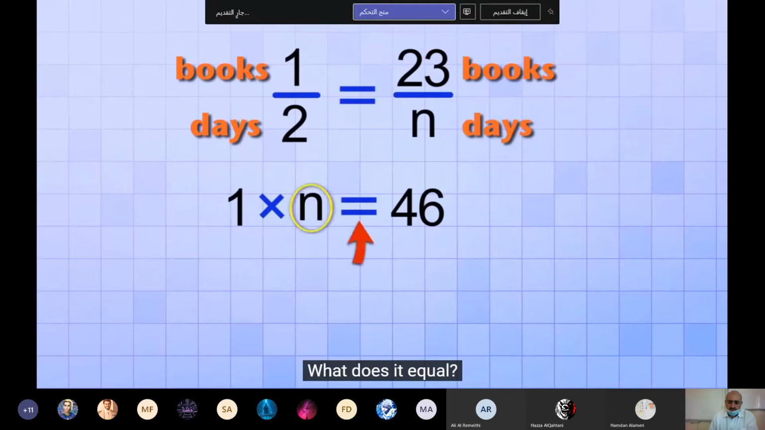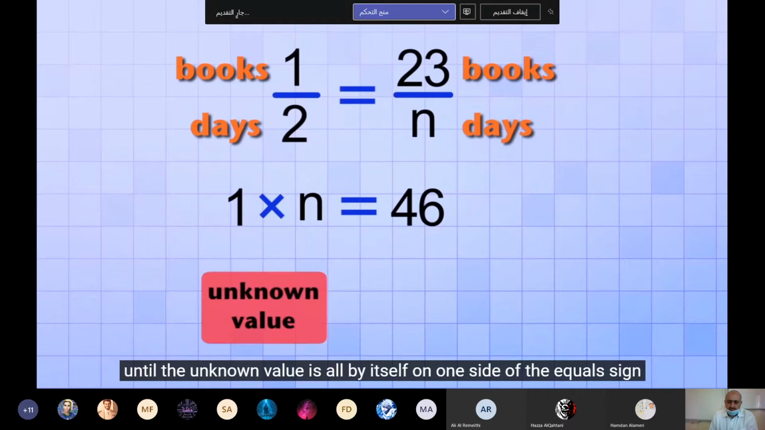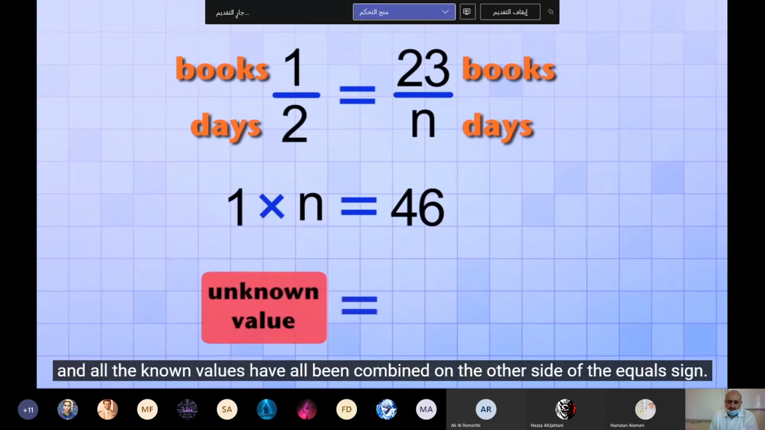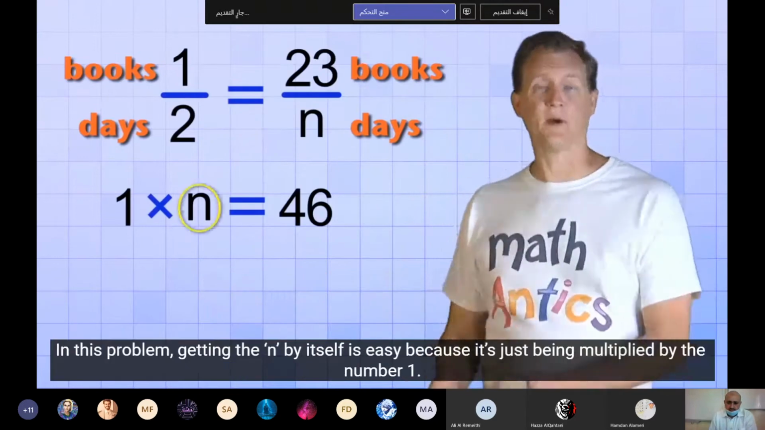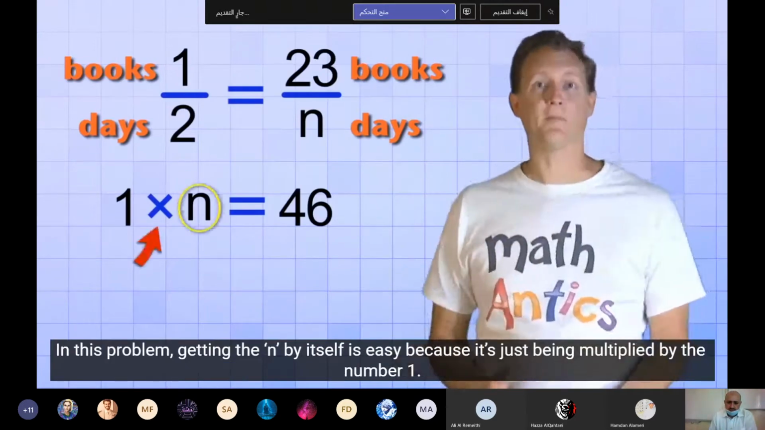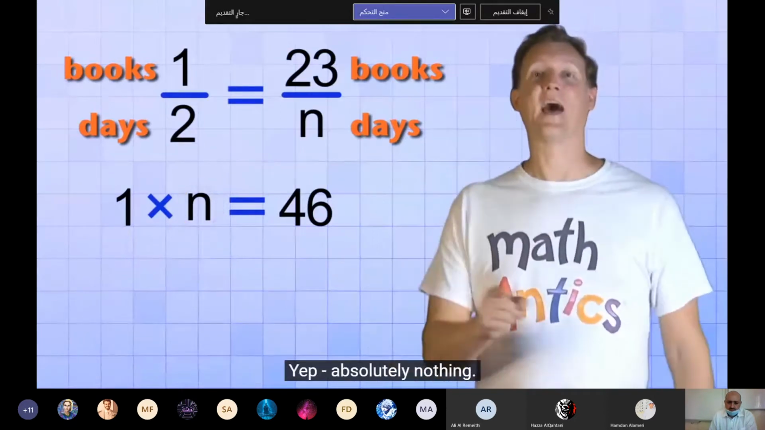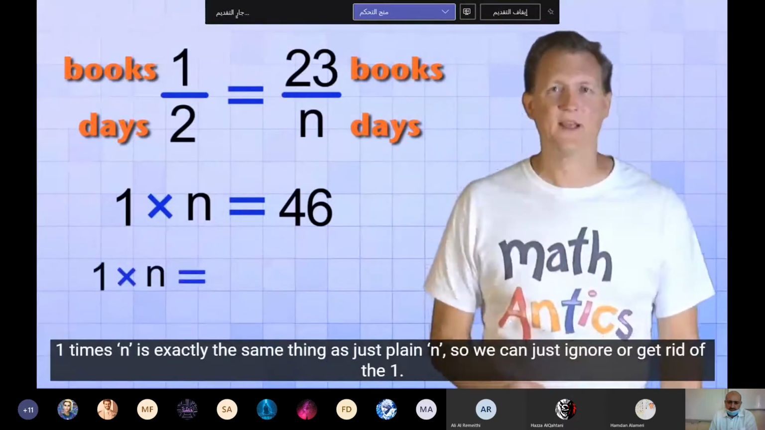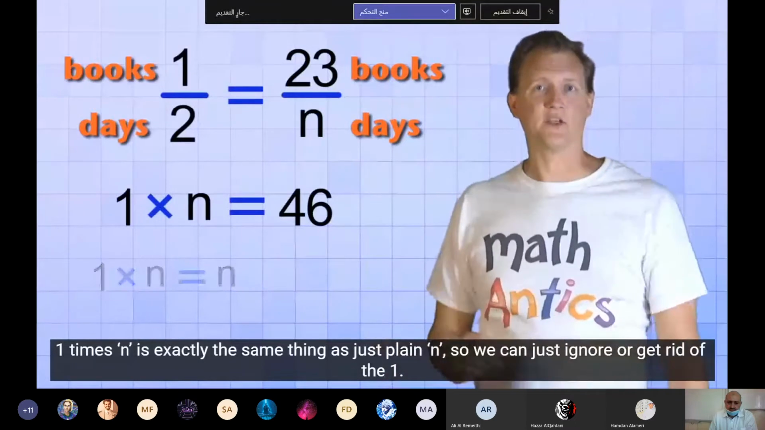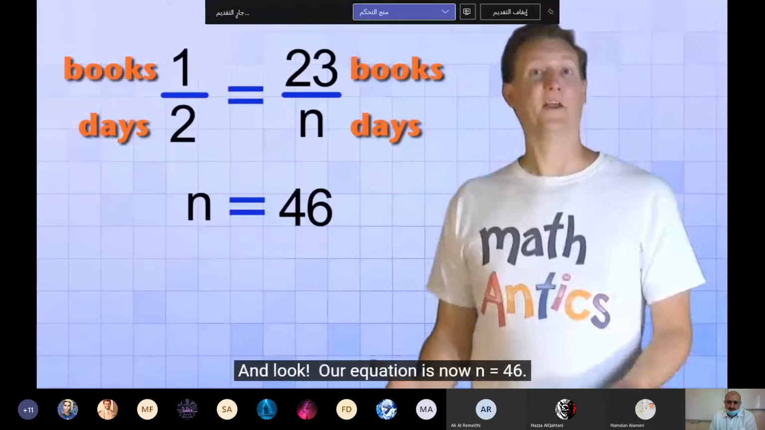What does it equal? In other words, we need to keep rearranging our equation until the unknown value is all by itself on one side of the equal sign, and all the known values have been combined on the other side of the equal sign. Then we'll have found the unknown. In this problem, getting the n by itself is easy because it's just being multiplied by the number 1. And what happens to a number when we multiply it by 1? Yep, absolutely nothing. 1 times n is exactly the same thing as just plain n. So we can just ignore or get rid of the 1. And look, our equation is now n equals 46.